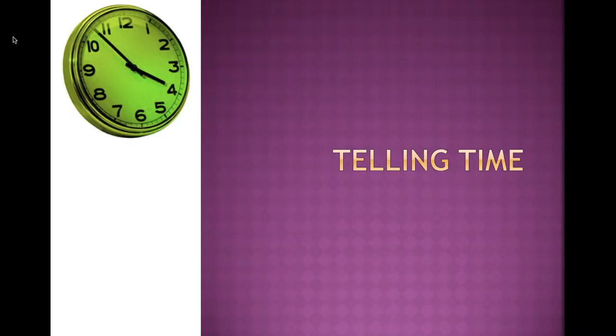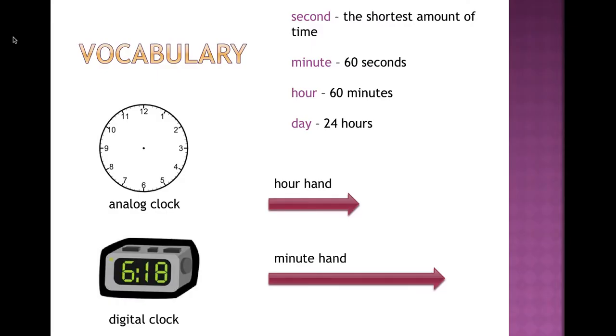We're doing another review about telling time. We just want to brush up our facts on how we can tell time, and towards the ending we're going to learn some new concepts about time. So let's begin. Here's a review of the different vocabulary words that we need to know when telling time.